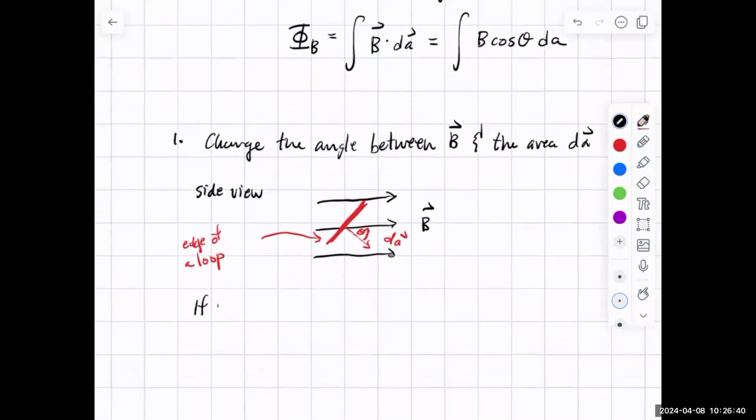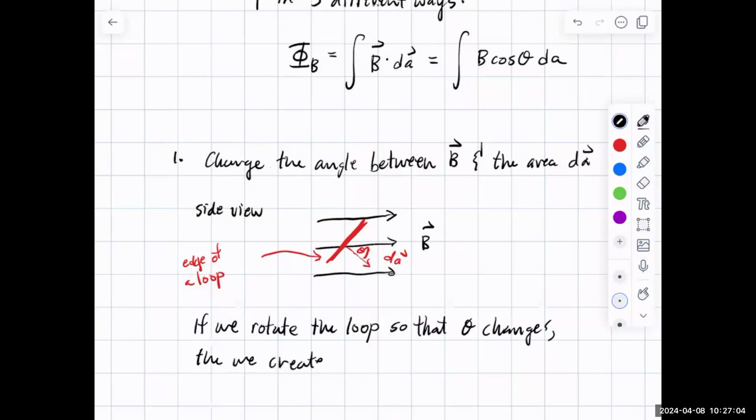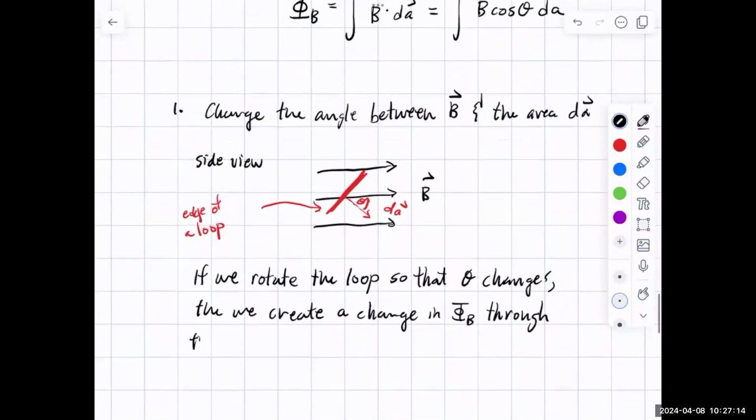So if we rotate the loop so that theta changes, then we create a change in the magnetic flux through the loop, and we expect an induced EMF. Okay, so that's one way we can do this.